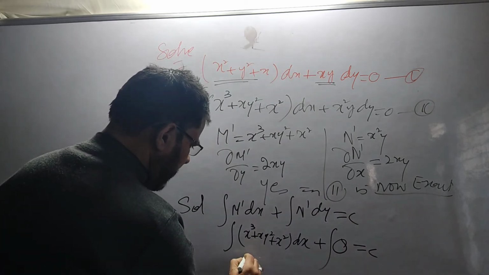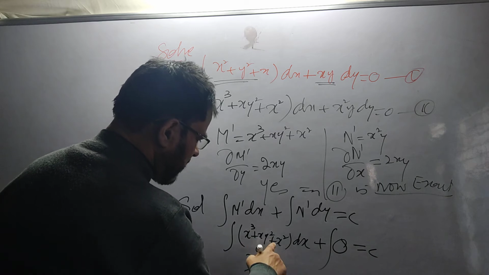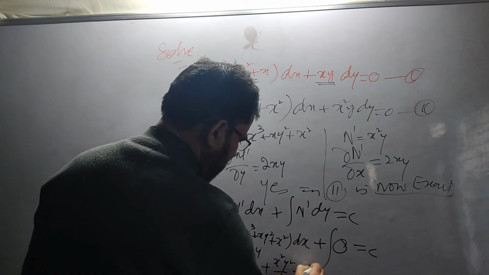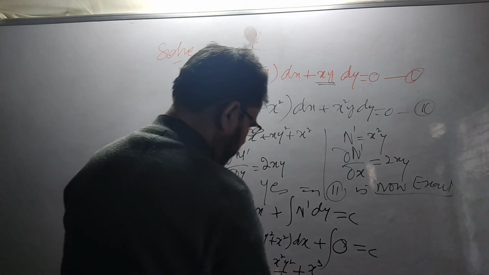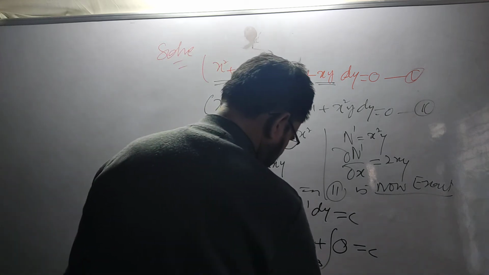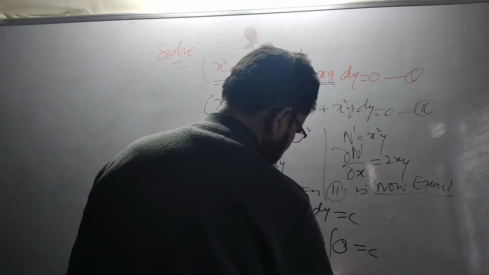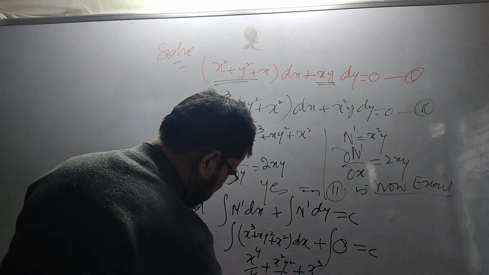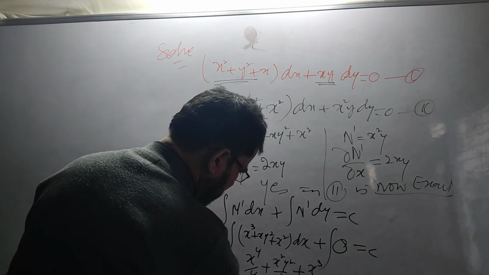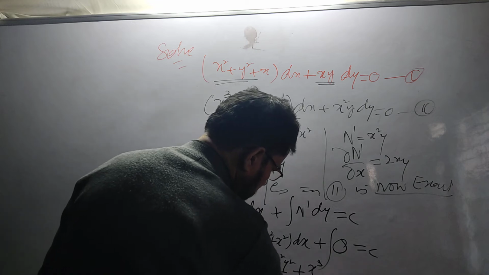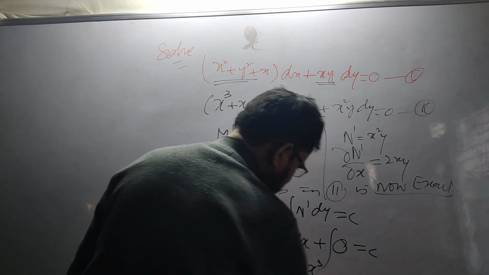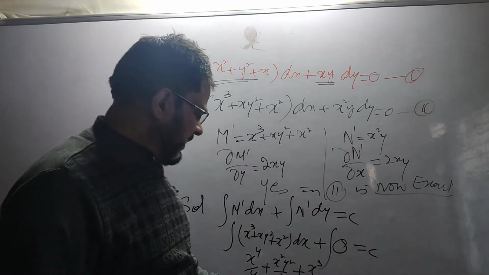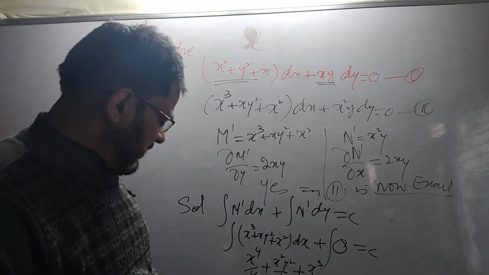So this is integral, it is x4 by 4 with respect to x. This is constant. This is x square y square by 2. This is plus x cube by what? X cube by 3 is equal to c. You can take 12 LCM, multiply by 12. You can write it as 3x4 plus 6x square y square plus 4x cube is equal to 12c, which is again c. 12c is an arbitrary constant. So this is what? This is the solution of the differential equation.